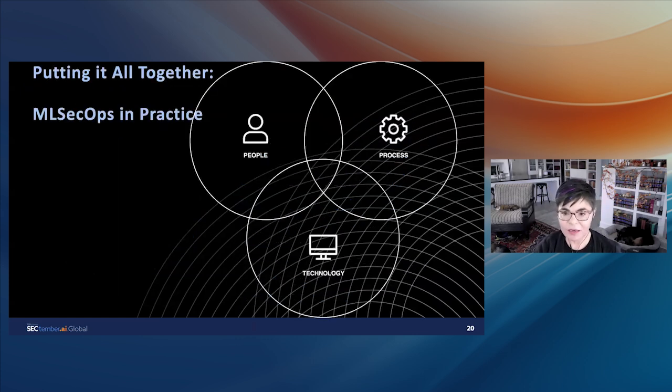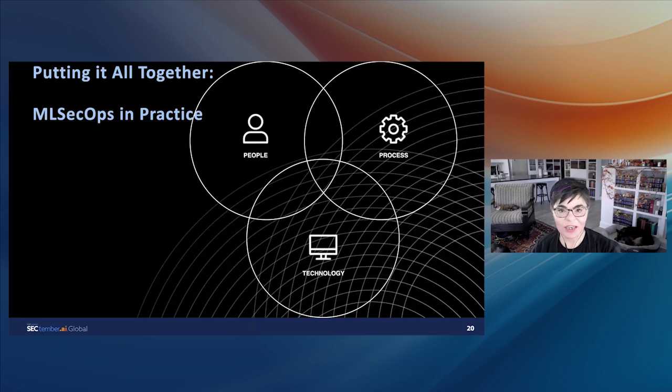So if you're thinking, well, should I use what NIST is saying, or should I use another responsible framework, or can I use MLSecOps? It's not an either or. It's really about working them all together. And how do you really bring that all together? It's by bringing together the people, process, and technologies.